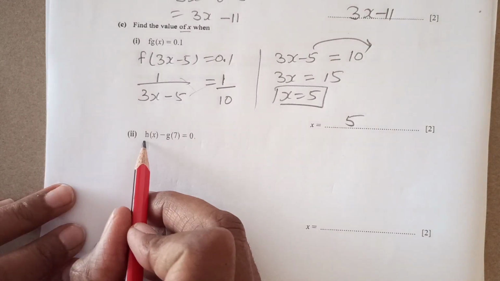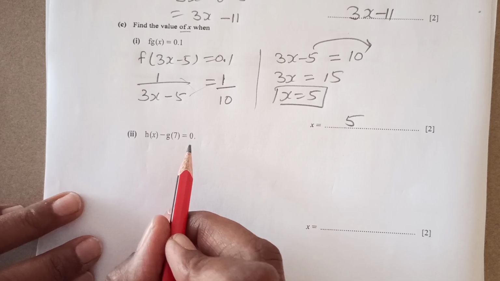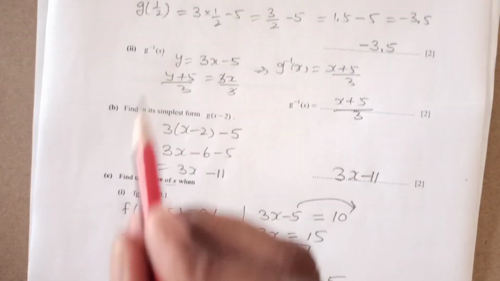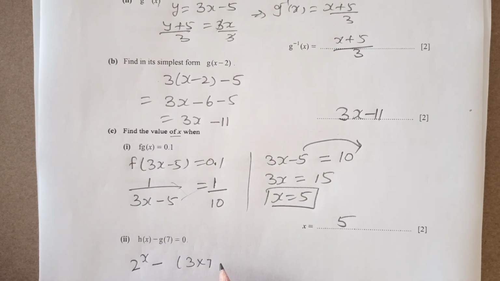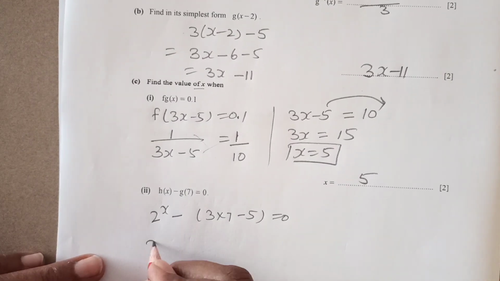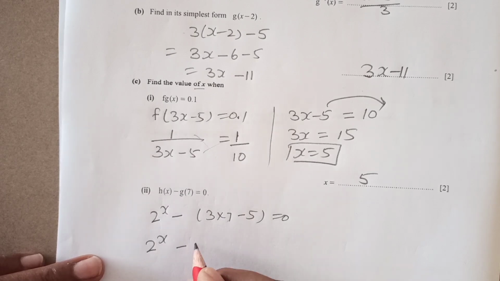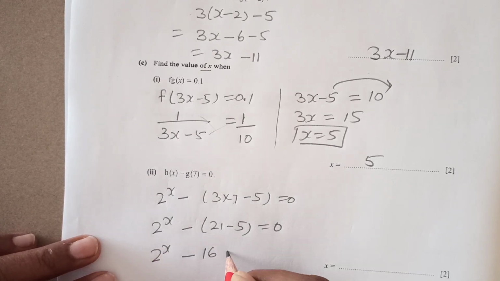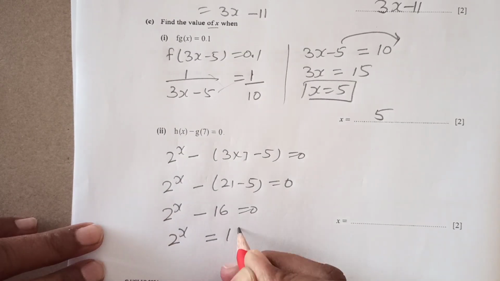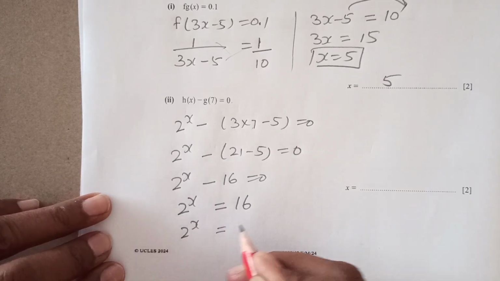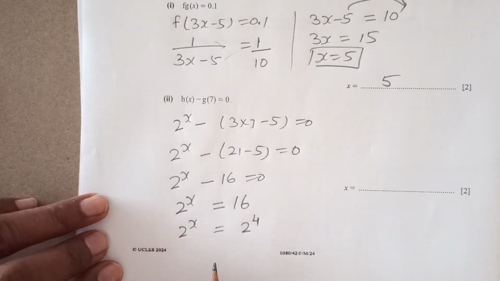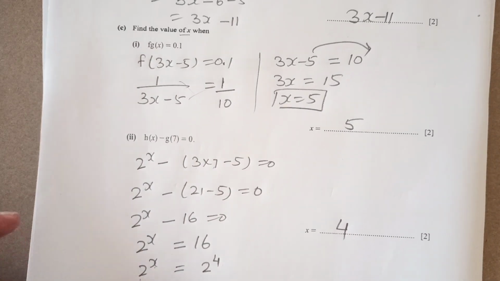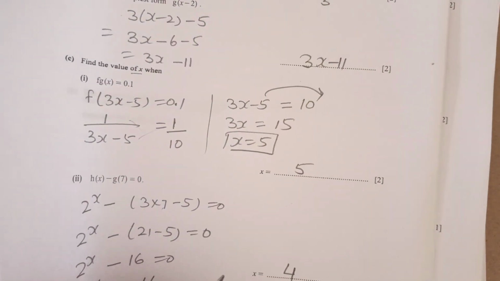Okay, now h(x) minus g(7) is 0. h(x) is 2 power x minus g(7), and g(7) is going to be 3 times 7 minus 5, equals 0. So 2 power x minus, this is 21 minus 5, equals 0, so 2 power x minus 16 is 0. So you can say 2 power x is equal to 16, and this can be written as 2 power 4. Okay, so the base is the same, so x is 4, right? So that's number 11. So now let's move to the next question.